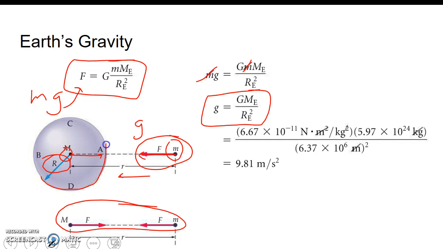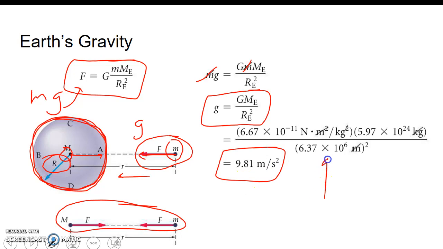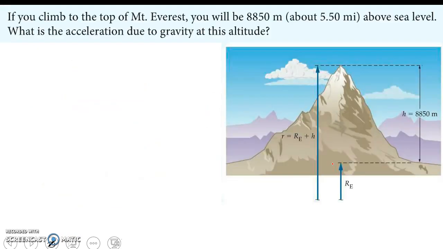And g will be the same anywhere on the surface of this planet because the radius is going to be the same. All right? And this is where that 9.81 comes from mathematically, and you can see the numbers here to support that. But that's how we can use the universal gravitational equation to find the acceleration due to gravity. And this can be any planet. If you know the mass and the radius of the planet, you can find g at its surface.